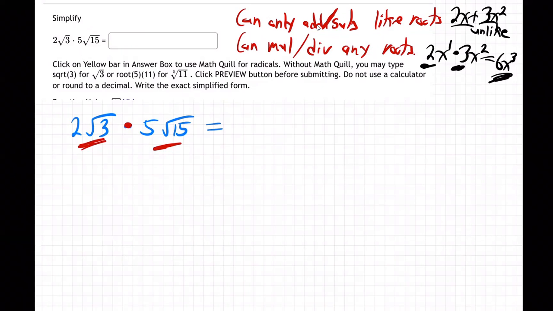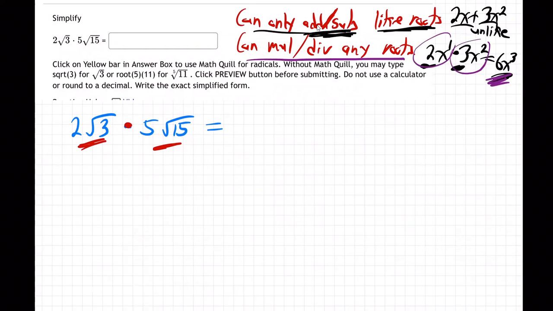The rules for roots are the same as the rules for letters. We can only add or subtract like roots, and same thing goes for letters. You can only add or subtract like letter patterns. It's got to be the exact same power. Whereas you can multiply or divide any roots, you can multiply or divide any letters. 2x and 3x squared, doesn't matter. Just multiply the numbers in front, add the powers. We don't care whether they're like or unlike, just multiply them. That's the same exact rules.